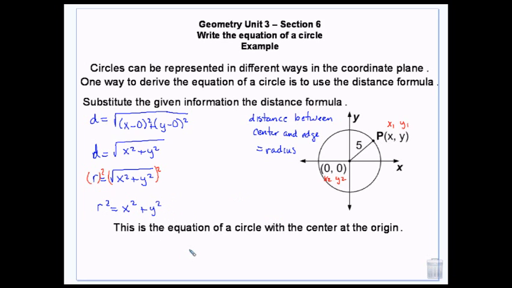This is the equation of a circle with a center at the origin, the origin being 0, 0. So if you have a circle that's centered at 0, 0, this is the formula. You can take any point and plug it in and find the radius. For this particular circle, it's x squared plus y squared equals 25. This is the equation of this circle because the radius is 5, and 5 squared is 25.